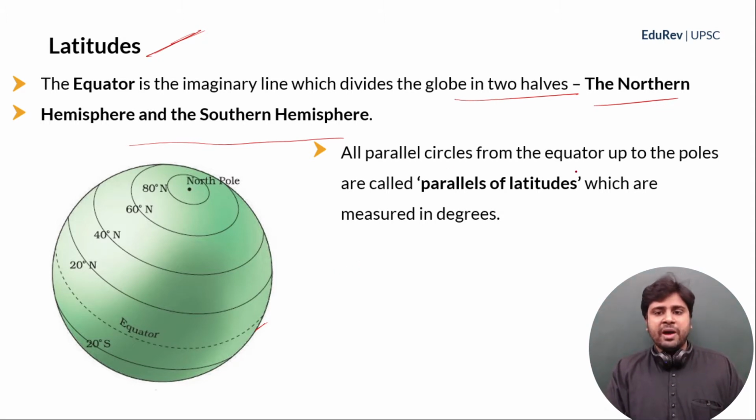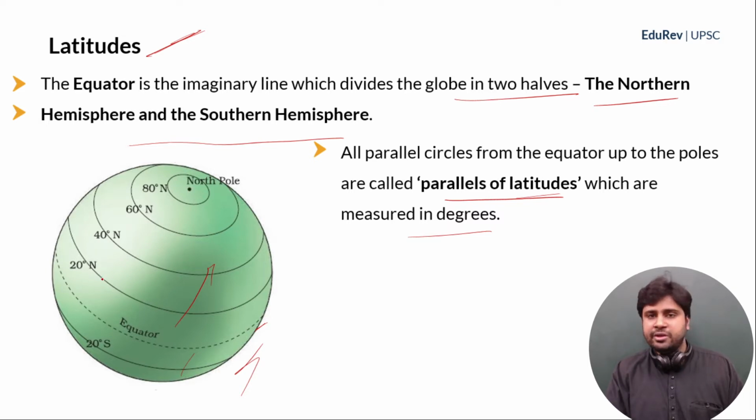Now, all parallel circles from the equator up to the poles are called parallels of latitudes, which are measured in degrees. As you can see in this image, you have parallel circles which are parallel to the equator. All these parallel circles are called parallels of latitudes. From the equator, they go north and south till the North Pole and South Pole. Clear? And these parallel circles are measured in degrees.